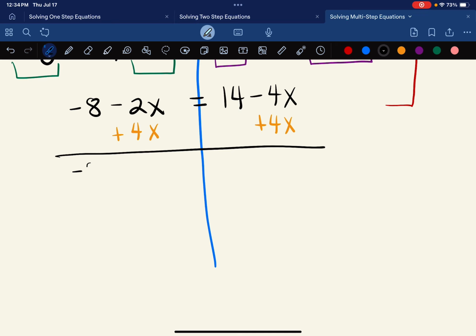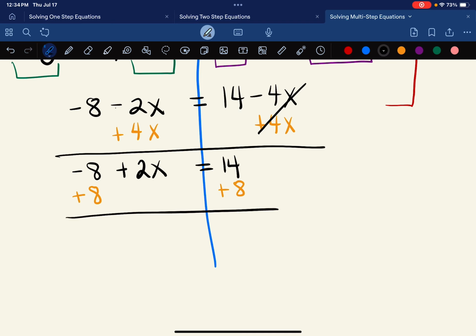So I put my plus 4x underneath my minus 2x. So I bring down this minus 8, and then minus 2x plus 4x is going to give us a plus 2x. And that should equal 14. Our minus 4x plus 4x cancels to 0. So I moved my variable term. Now let's move our constant term. So this minus 8 needs to turn into a plus 8. We'll add 8 to both sides of our equation. Minus 8 plus 8 cancels to 0, and we have 2x equals 14 plus 8 gives us 22.